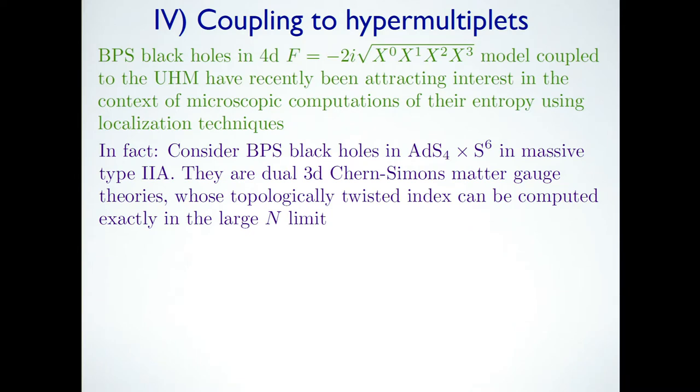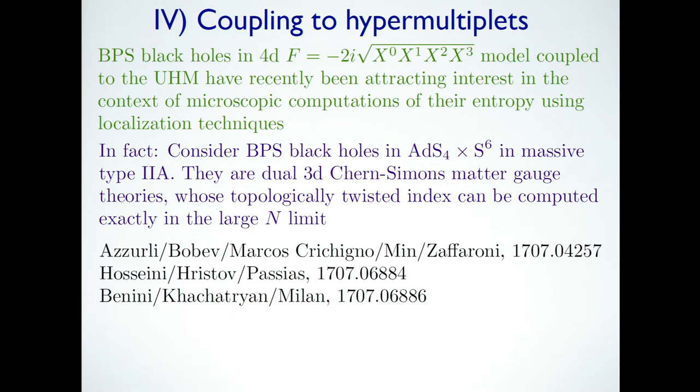In fact, what was done was to consider BPS black holes in AdS4 cross S6 in massive type IIA. And it is known that they are dual to three-dimensional Chern-Simons matter gauge theories, whose topologically twisted index can again be computed exactly in the large N limit. Which was done in three papers here.